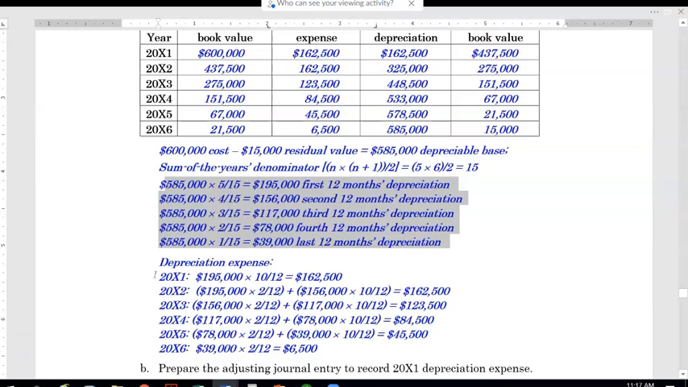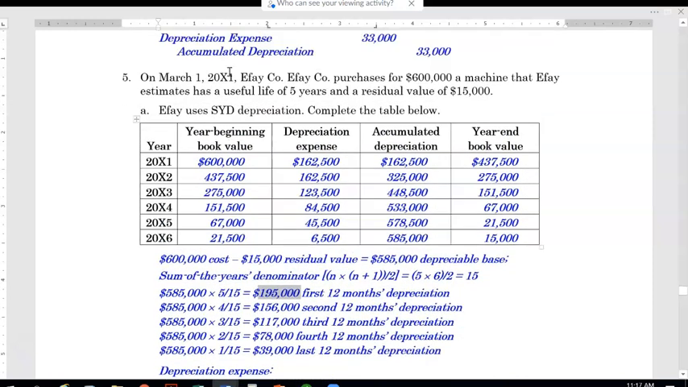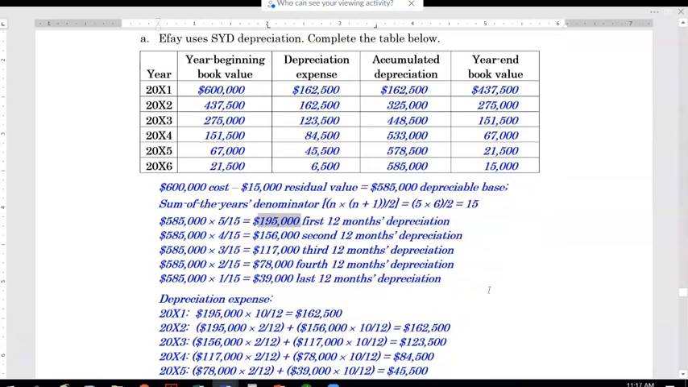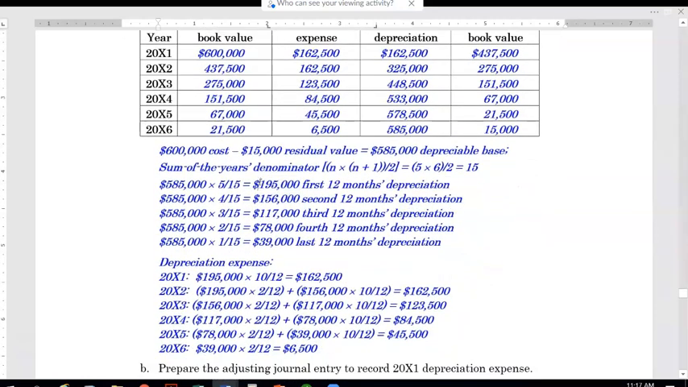Now, in year 1, we have $195,000 times 10 months out of 12 months. This is 195, right? And we bought it in March. So March through December is 10 months. So yes, I know we have to depreciate 195 for year 1, but the point is year 1 is just 10 months, so we have to calculate a little bit more. 10 months out of 12 months for year 1, and that will be $162,500 in year 1.